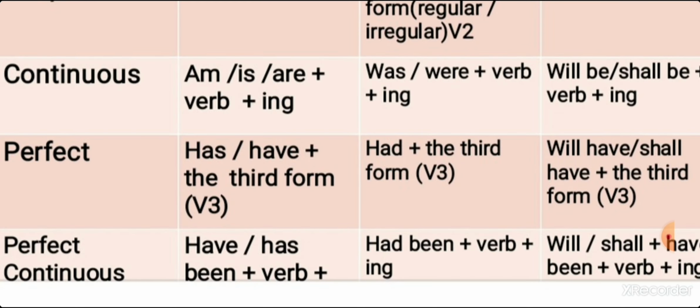One of the two actions, the one that took place first, is given by past perfect tense, and the action which takes place later is expressed by simple past, or we can say past indefinite tense. And students, we use had plus the third form of the verb to make it perfect. Then for perfect continuous we use had been plus the first form of the verb plus ing.